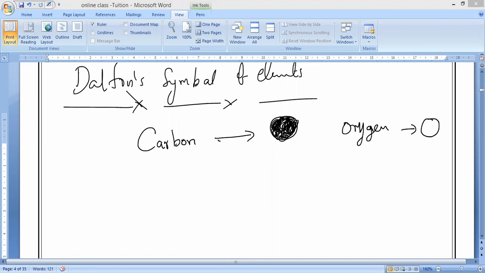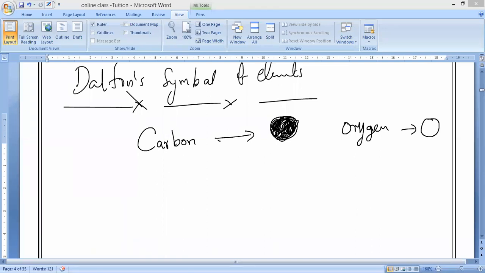Silver. What is the present symbol of silver? Anybody? Sir, Ag. What is the present symbol of silver? Ag, sir. But John Dalton chose the symbol of silver as a circle with something inside, yes. By that time, not many elements were discovered. Do you understand, guys? Many elements were not discovered by then. That is why he gave it like this.